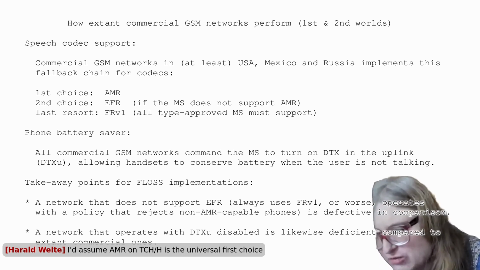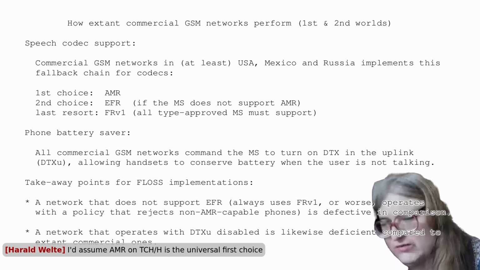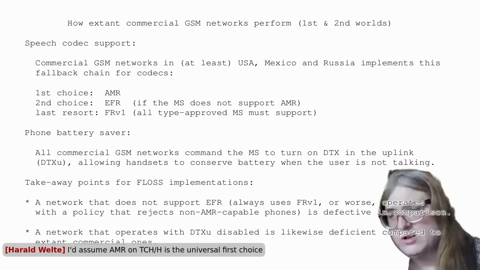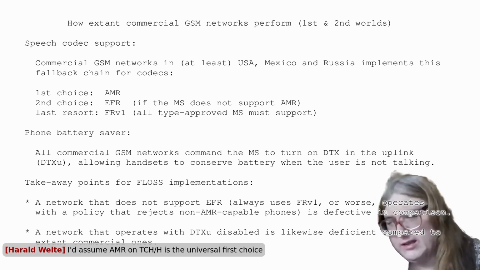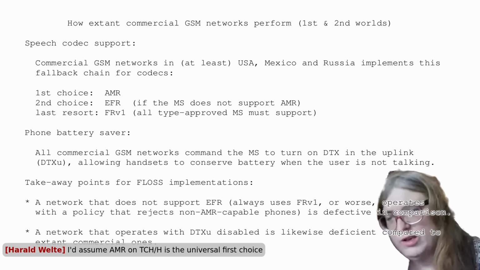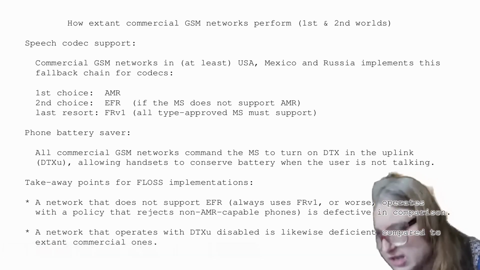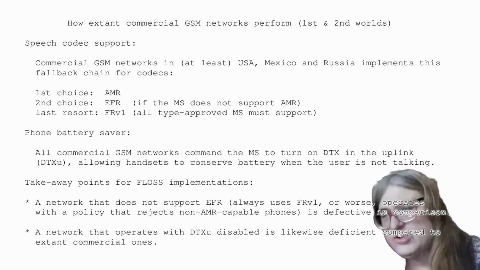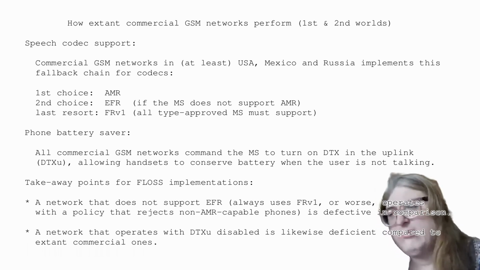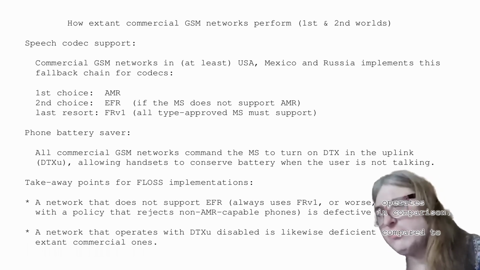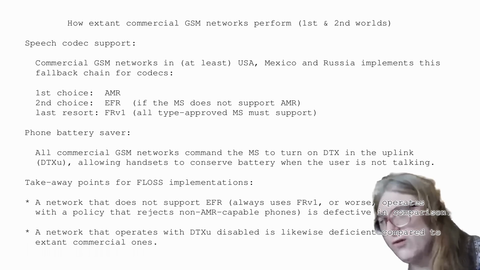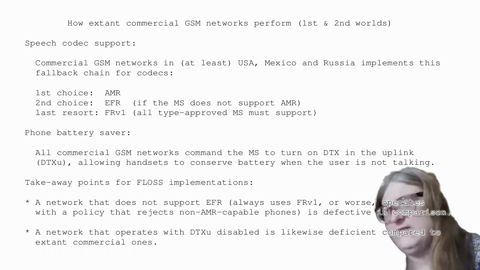Harold says that I would assume AMR on TCHH is the universal first choice. Well, yes, of course, there's no dispute there. That is the same way everywhere in the world. Here in the US, Mexico, Russia, they all have AMR and TCHH as first choice. But the question is, what happens if the phone does not support AMR? Will the network simply reject that phone? Sorry, we don't support that. Or will they fall back to EFR and then FR1?